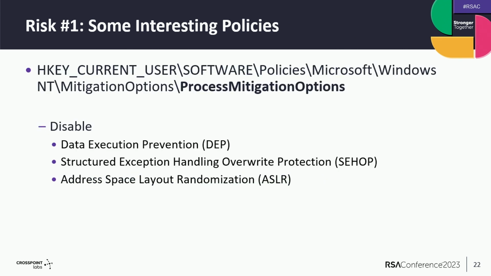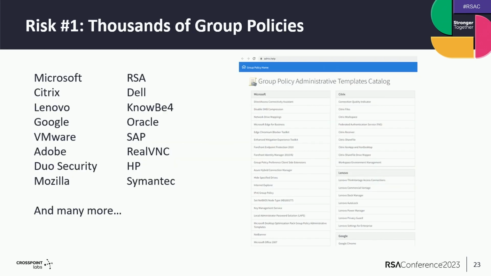Another interesting one is the process mitigation option, which basically enables you to disable security mitigation on the system. And those were just two examples for two policies out of thousands you can set in Windows from Microsoft and other vendors. So it is imperative on Windows to secure that location, that policies keys, because otherwise the attackers could exploit that to set policies and gain additional capabilities or permissions or access on the system.